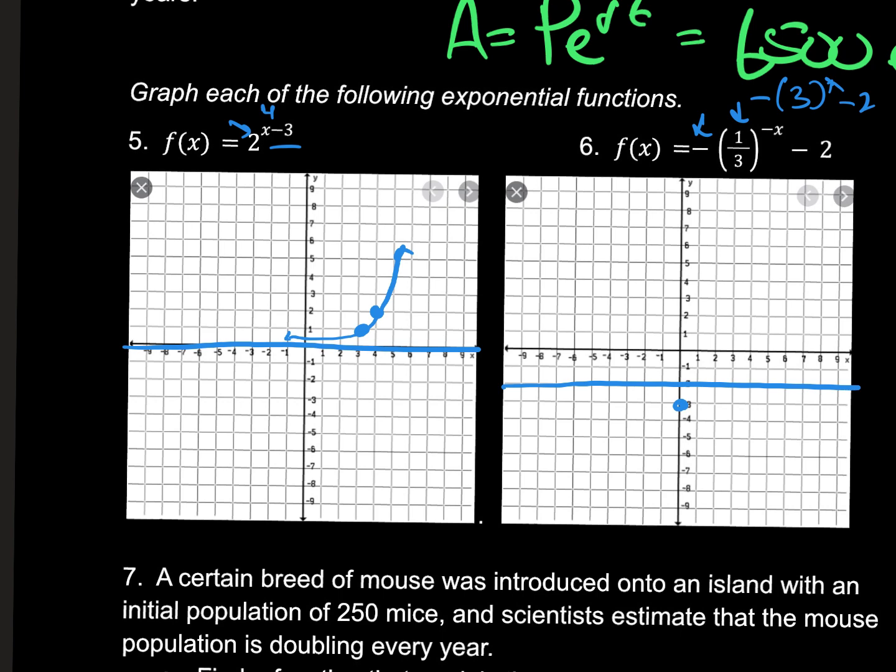And then I'm going to go 1 to the right. And if I go 1 to the right, and if I plug in 1 up here, it gives me -3 minus 2, which is -5. And I should have known that. It would be 3 below the asymptote because the number was 3. And there's the graph. Number 6.